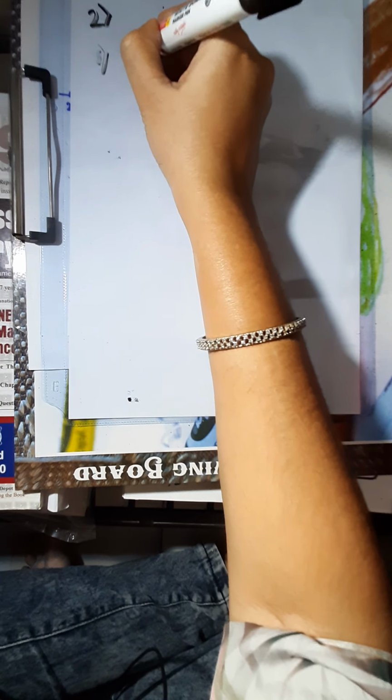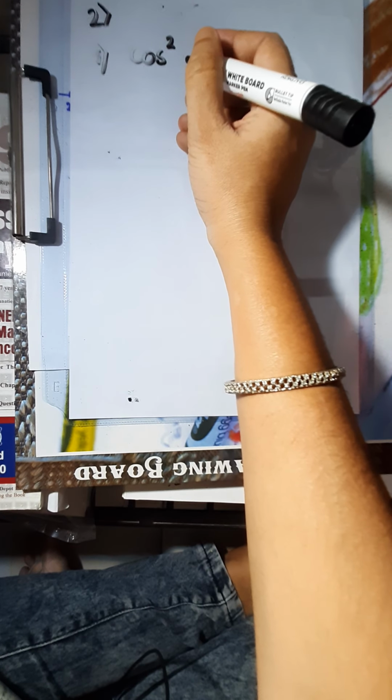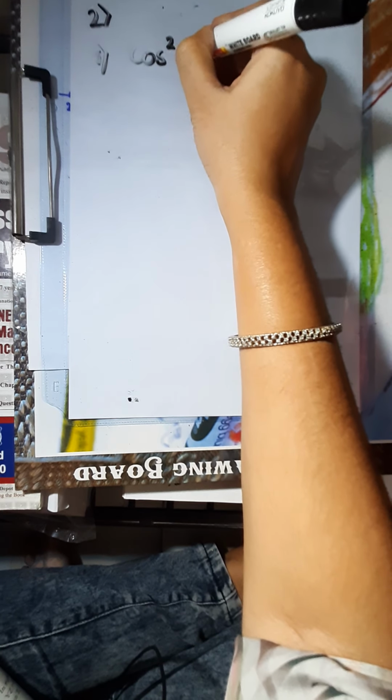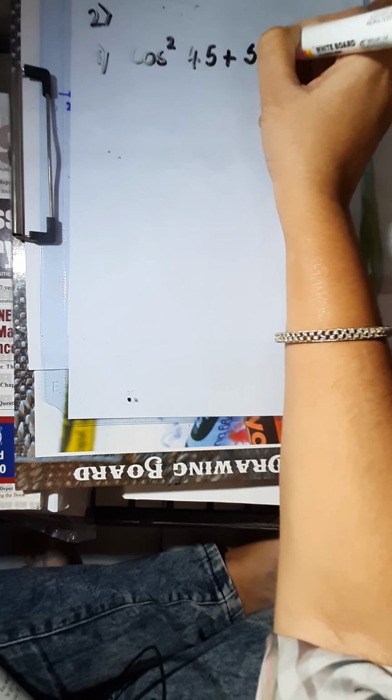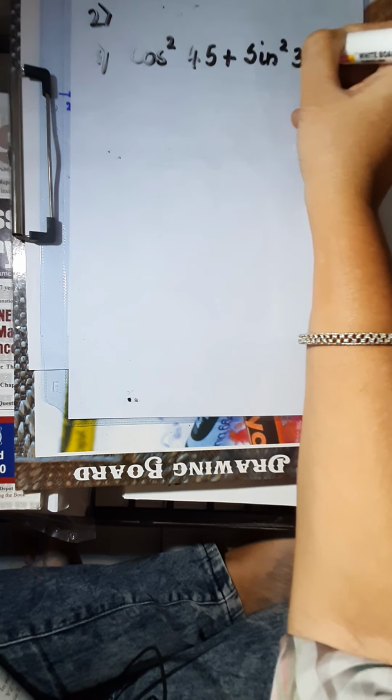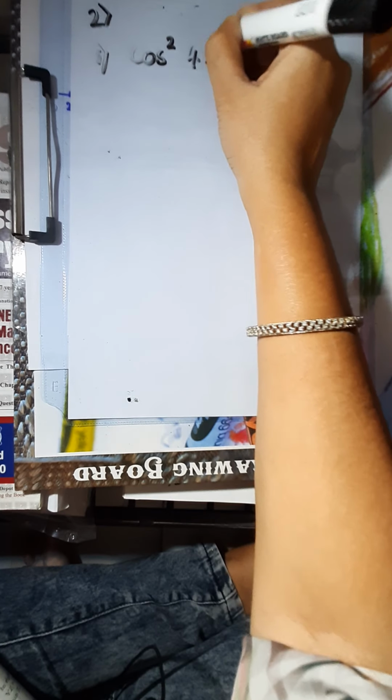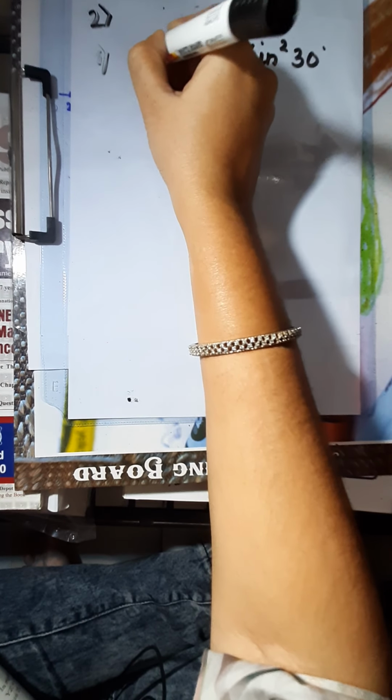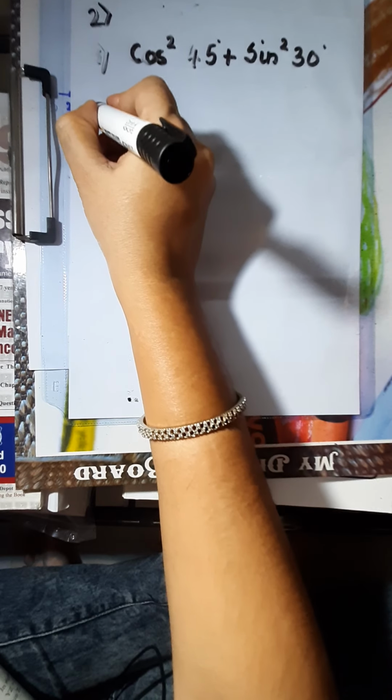Cos square 45 plus sine square 30. Cos square 45 plus sine square. Now, what is cos square 45 equal to?